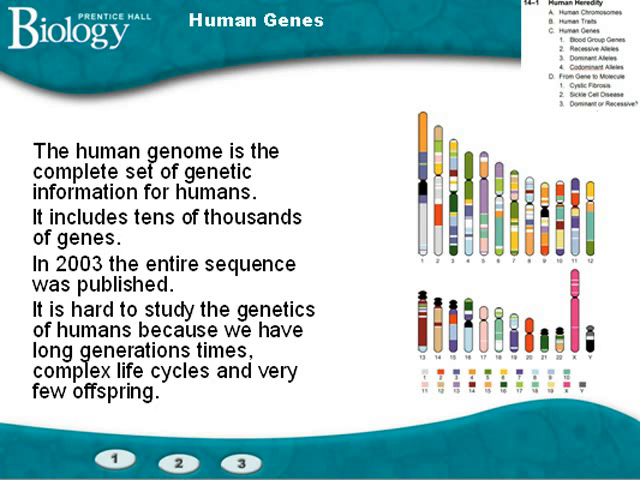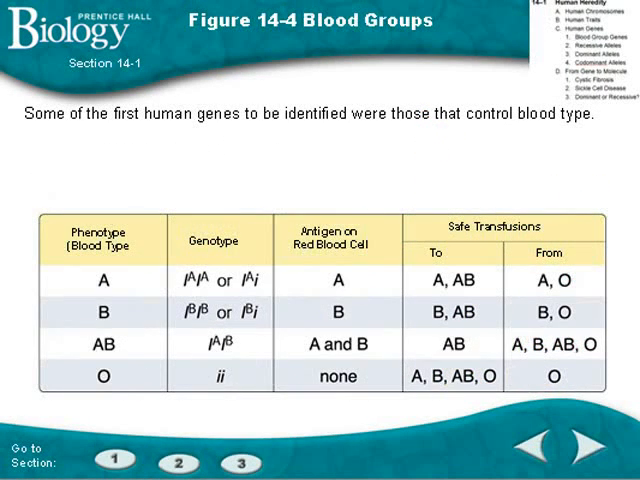Not like a pea plant that can have hundreds and hundreds of offspring. But we've figured out some things about human genetics, and some of them are pretty interesting. First one I want to talk about is blood type, and blood type was a very important discovery because it really helped in medicine.